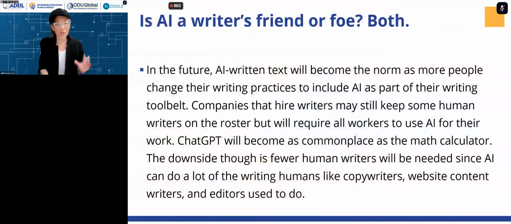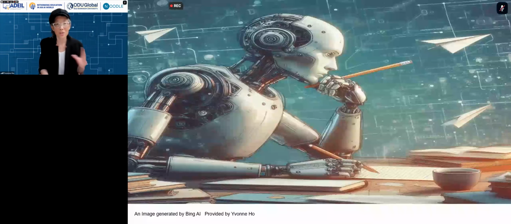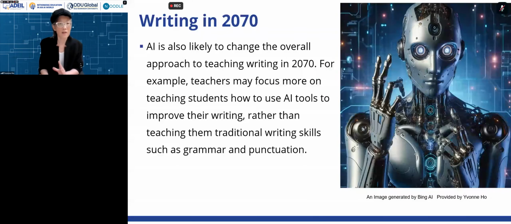And so in the future, AI-written text will become the norm, and ChatGPT will become as commonplace as the math calculator. The downside is that companies might hire fewer writers, and that's once again why the Hollywood strikers were striking. They fear that their livelihoods would be in danger.